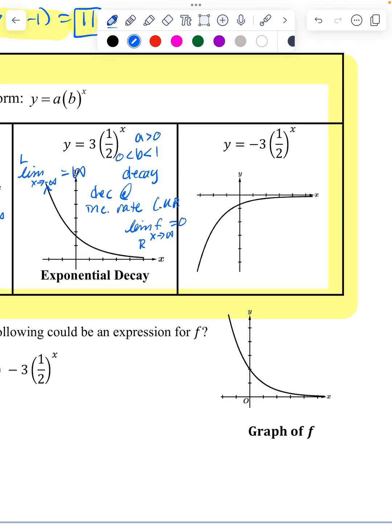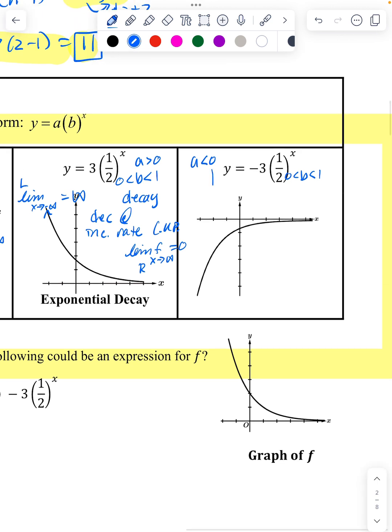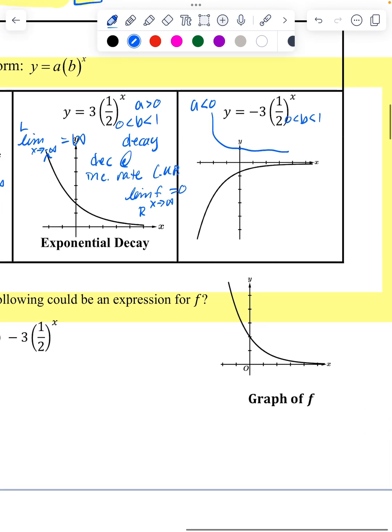And then this last one, we have a negative A value. Our B is still between 1 and 0. So again, if I had drawn this originally, it would have looked like that, except better, and then I would have flipped it over to become what you see. Keep in mind that this one is increasing because as I travel, the y values are going up, but it's increasing at a decreasing rate because it's concave down. So keep that all in mind.